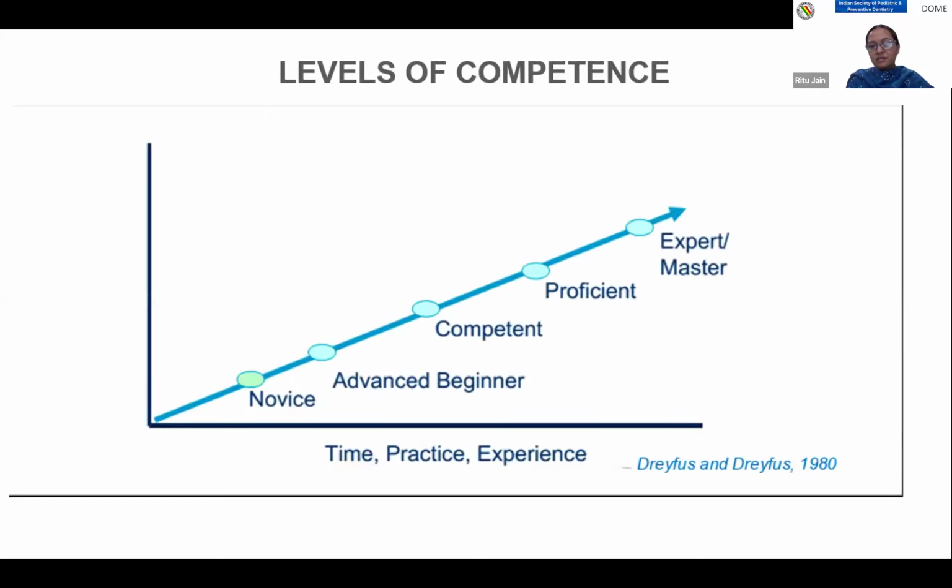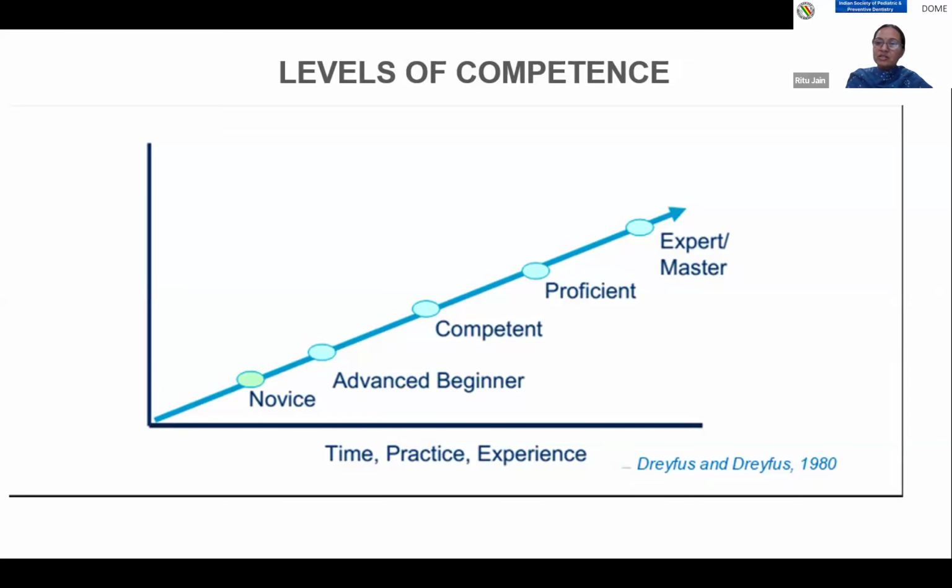So when a student joins an undergraduate program, let us see how his level of competence increases over a period of time with training. As a student comes to the dental college or a medical college, in the first year, the student is at the level of novice. Novice is just a new student who does not know what he's supposed to do, what he's supposed to learn. So with increase in knowledge, by the end of, let's say, first or second year, the student is at the level of an advanced beginner.